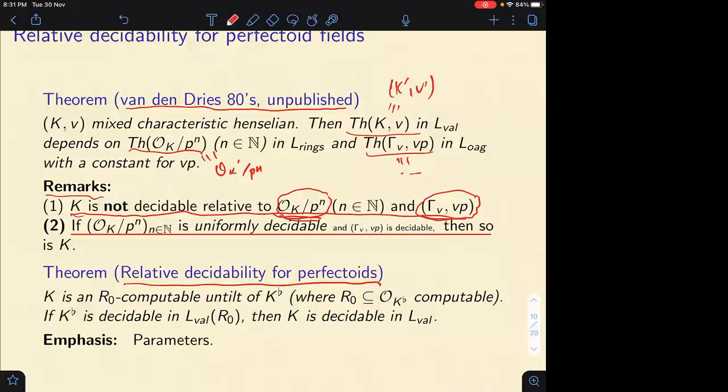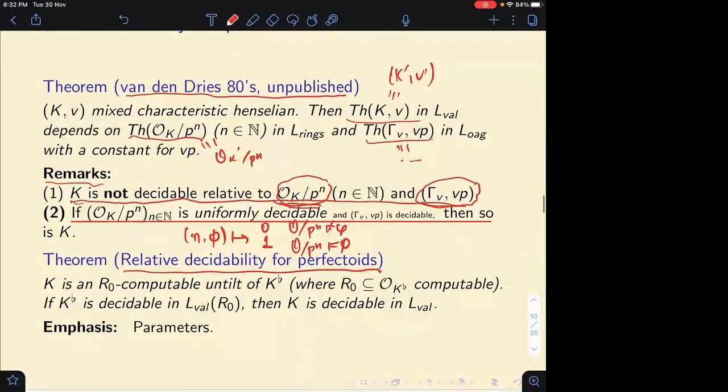So you actually need to assume that the sequence of residue rings is uniformly decidable. So this means that you have an algorithm so that whenever you're given an input n, phi, where phi is a sentence in the language of rings, let me say it this way. You have this function which takes a pair n, phi, where phi is a sentence in the language of rings, and returns 0 or 1, depending on whether O mod p to the n models phi or not. And you're asking that this function is recursive. So this, of course, implies that each individual residue ring is decidable, but it's much stronger.